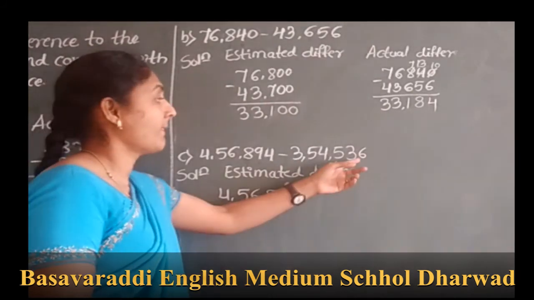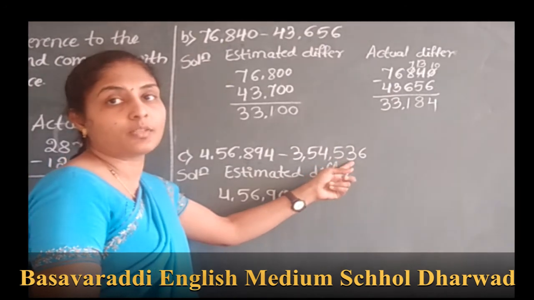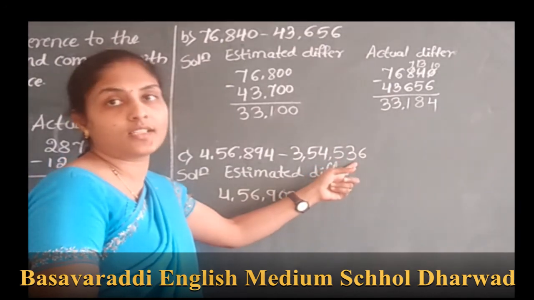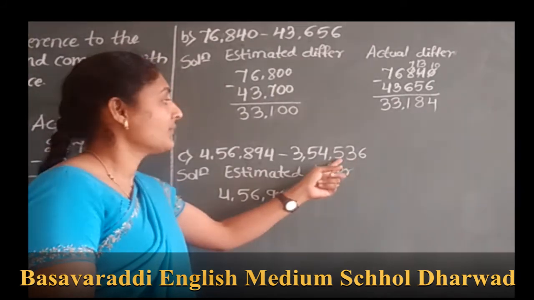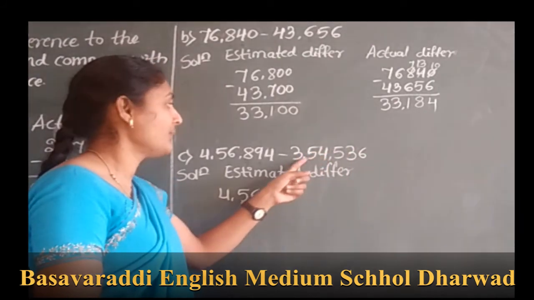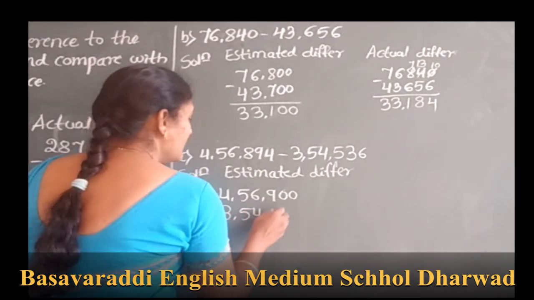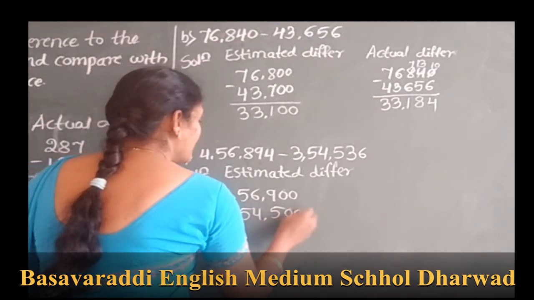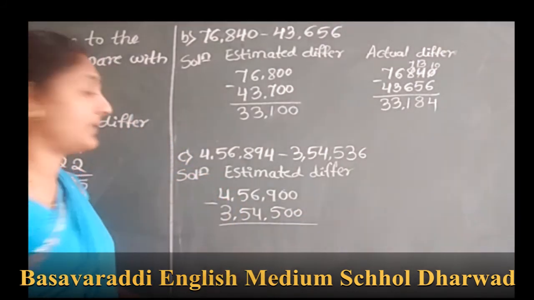Next number, 3,54,536. The hundreds digit is 5 and the tens digit is 3. 3 is less than 5, so the number is rounded down. It becomes 500, so 3,54,500. Next we have to find the difference.